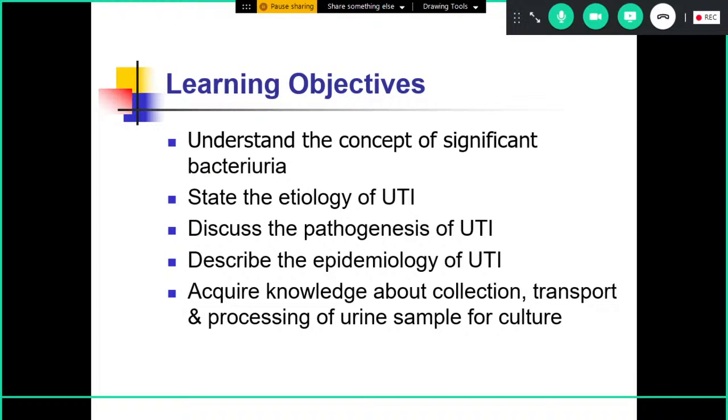So the learning objectives today for you is most importantly to understand the concept of significant bacteriuria, state the etiology of UTI, discuss the pathogenesis and epidemiology of UTI, and acquire knowledge about collection, transport, and processing of urine sample for culture.